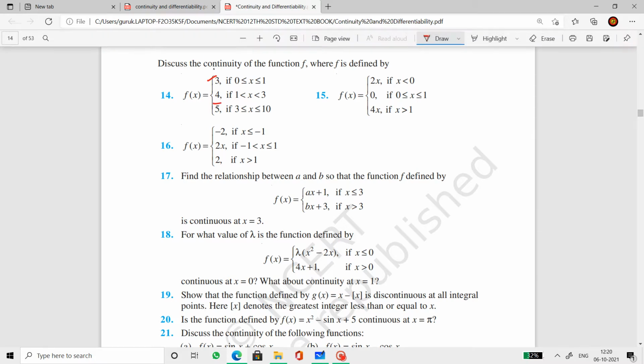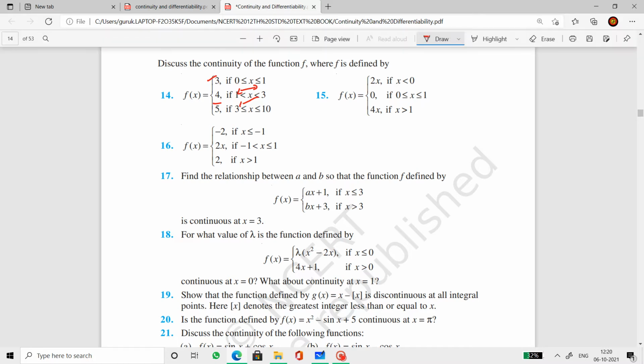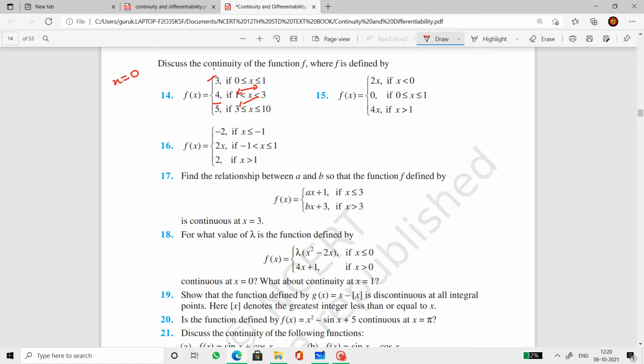When I do it for 1, less than 1 it is 3 and above 1 it is 4, right? Therefore, definitely it is discontinuous at 1. And similarly, when you do it for 3, less than 3 it's 4 and greater than 3 it's 5. Therefore, it's discontinuous at 3. So, when you do this sum, you have to do it for 0, for 1, for 3, and for 10.